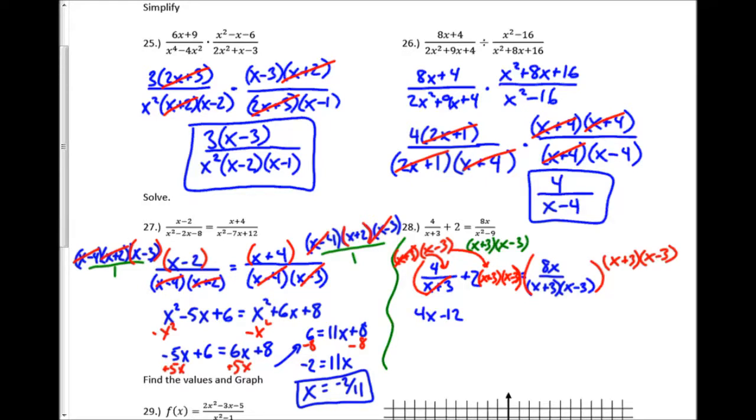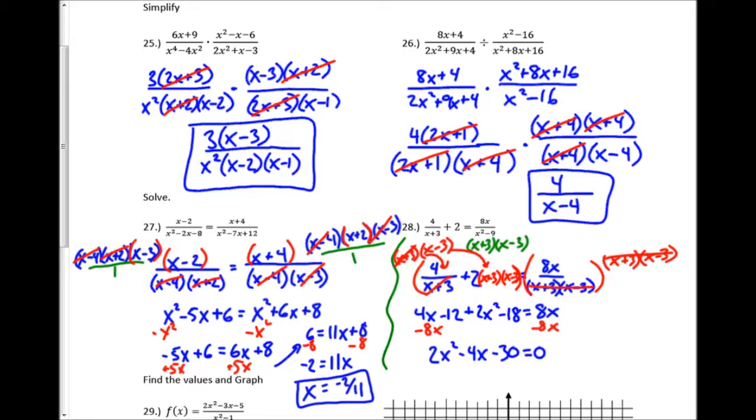Over here, nothing cancels, so I just have the 2 times the x plus 3 times the x minus 3, which when I multiply all that out should give me a 2x squared minus 18. And then over here, everything's going to cancel, so I'm just left with the 8x. And so now it just becomes a matter of combining like terms and bringing everything over to one side. I'm going to subtract that 8x. So after I combine like terms and everything, I get a 2x squared minus 4x, there it is, and minus 30.